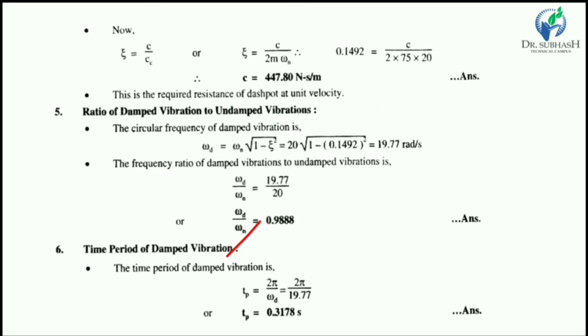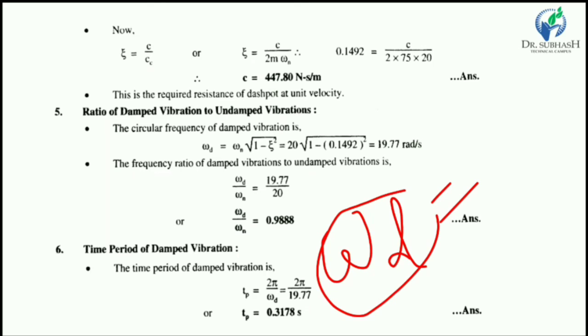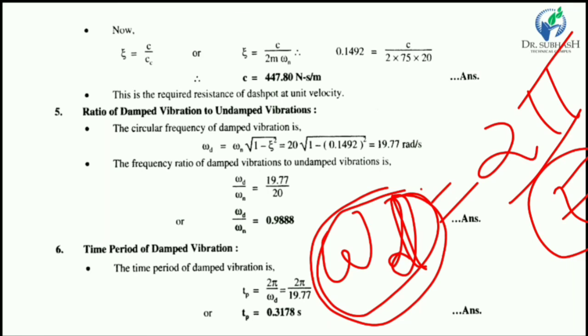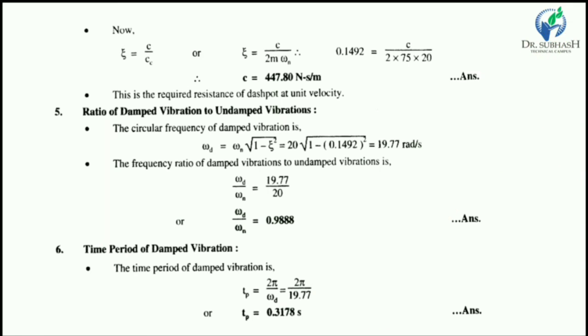Now the last one is the time period. From the circular frequency equation, omega is equal to 2 pi upon T. Here the damped vibration is there, so omega d and time period Tp. So Tp is equal to 2 pi upon omega d, and we have the value of omega d. Enter that value, and we finally find the time period value 0.3178 second. Now the example is complete.